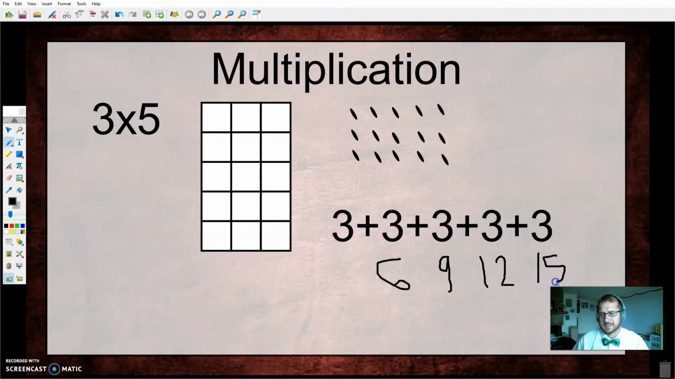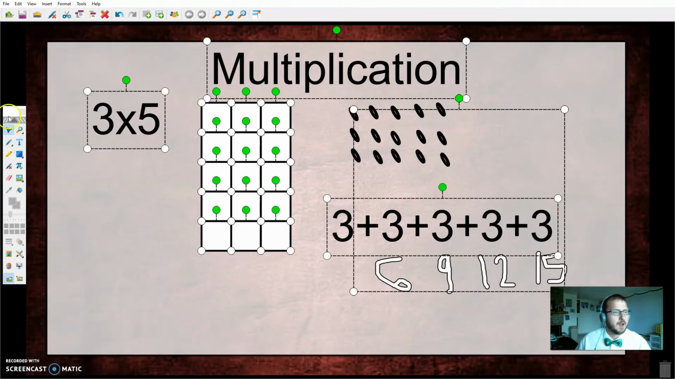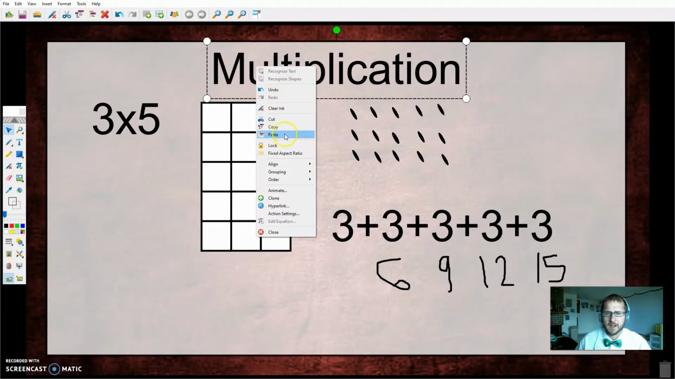So 3 plus 3 was 6, 6 plus 3 is 9, 9 plus 3 is 12, 12 plus 3 is 15, or 3, add 3, add 3, add 3, add 3 is 15. So that gives us the 3 different methods for multiplication. Again, we had the area model, we have an array, or we have repeated addition. This is 3 different ways that we can represent just the very basics of multiplying.